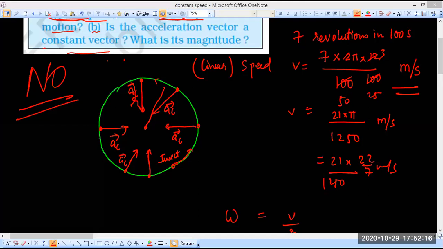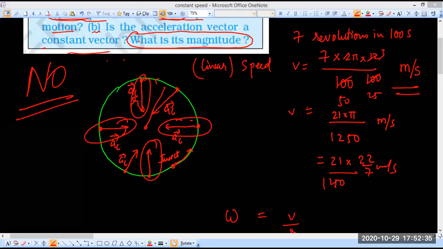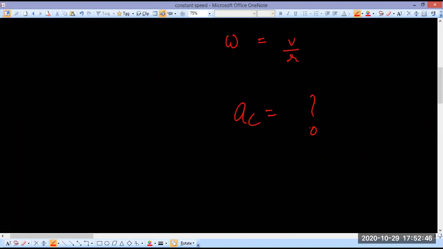Yes, it is changing because first it was left side, now here it will be right side, this will be upward, this will be downward. If this is not change, I don't know what change is. Right. Now what is its magnitude? It is not changing. Now what is the magnitude, people? This is centripetal acceleration, isn't it? What's the magnitude equal to?